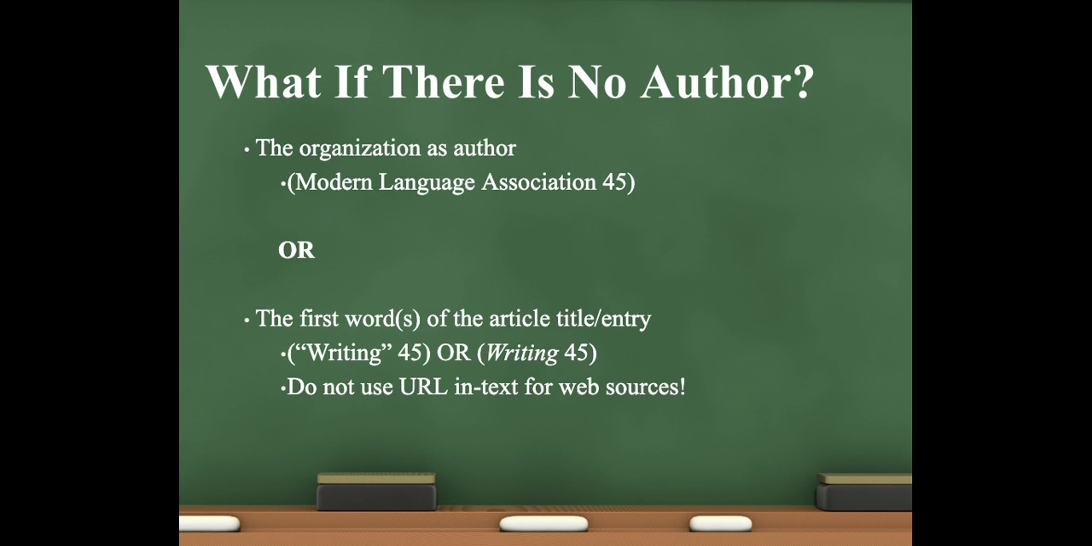So what if there's no author? What we can do is use the organization as an author. For example, we can use Modern Language Association with the page number 5, or we can use the first word or words of the article, title, or entry. For example, "Writing" 45, the way you can see it in this PowerPoint. And what we do not do is use URLs in text for web sources.